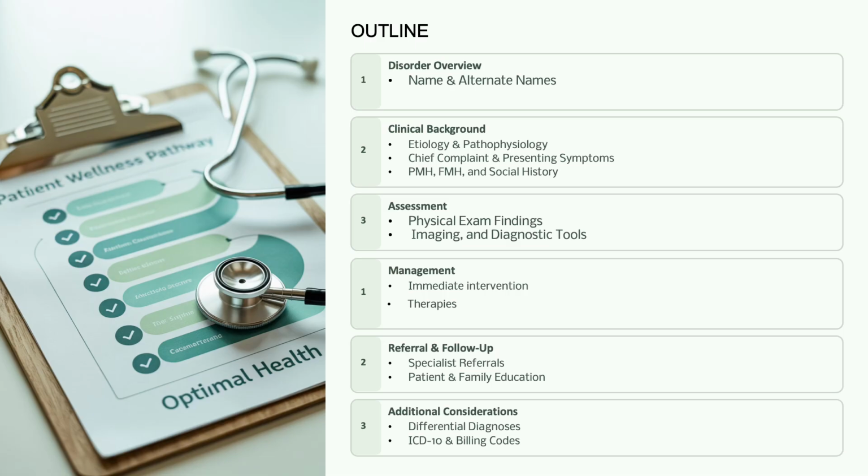In this presentation, we will discuss the disorder overview, name, and alternate names. We will discuss etiology, pathophysiology, chief complaint, and presenting symptoms. Then past medical history, family history, and social history. We will discuss physical exam findings, imaging, and diagnostic tools that are used in this case. And then we will also discuss immediate intervention therapies, referral and follow-up, specialist referrals, and patient and family education. We'll also have differential diagnosis and ICD-10 and billing codes.